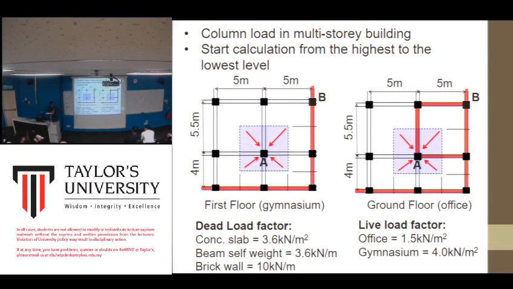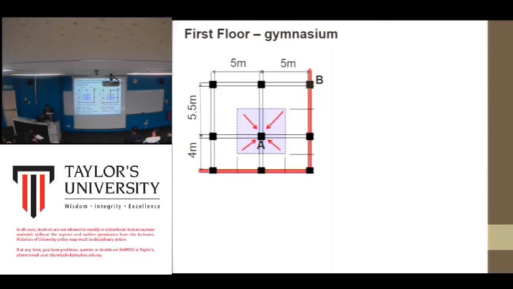Then you move down. Another thing is when you do the load calculation for the roof level, you don't include the weight of the column itself, because the column is below the roof. When you do the calculation for the first floor level, only then do you include the slab, the beam, the column, and also the brick wall, if you have one. Similarly for the ground level, you total up everything, and that contributes to the total load.